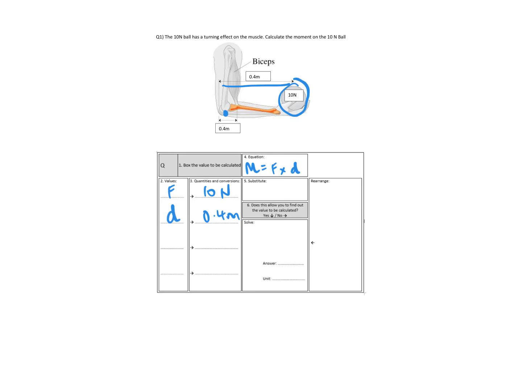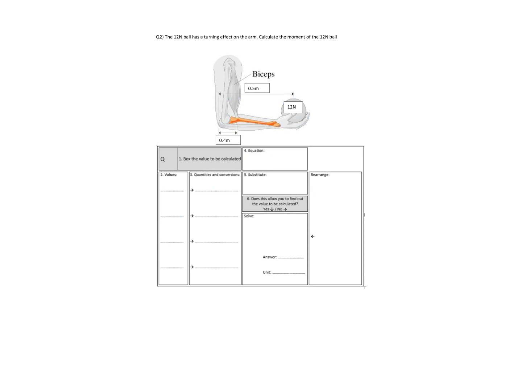So number 5, substitute them in. So moment, rather than writing F, we can write 10 because that's the force, and then 0.4 for the distance. And previously, we didn't need to rearrange, and it's the same again here because it's moment equals. So moment equals 10 times 0.4. So we can then write down in the solve box 10 times 0.4, which is then 4, and then the unit, newtons times metres, so Newton metres.